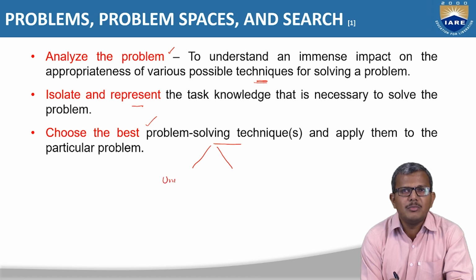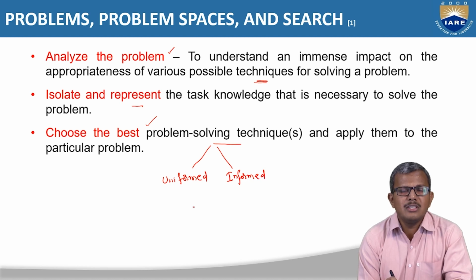One is uninformed, and another one is informed. So these search techniques are uninformed and informed. What do we mean by uninformed? When the techniques are uninformed, that means we are not going to get any additional knowledge about the problem statement, any knowledge related to the particular domain. Without any specific knowledge about the domain, we are still able to select this particular technique. So we can say that uninformed search techniques are the blind search techniques.